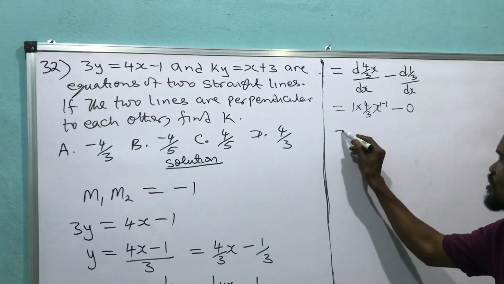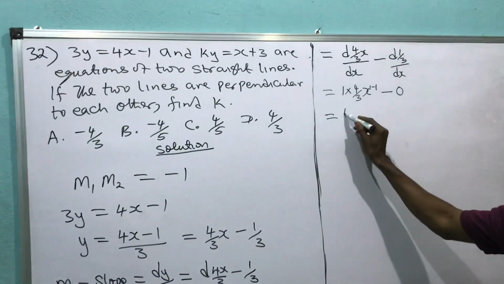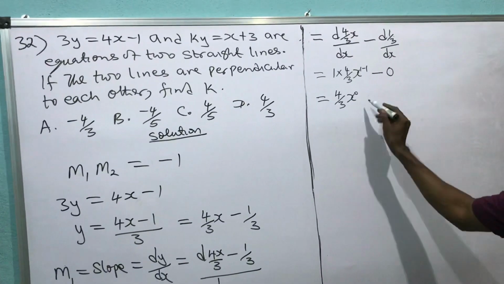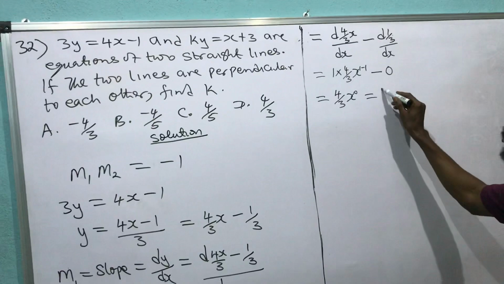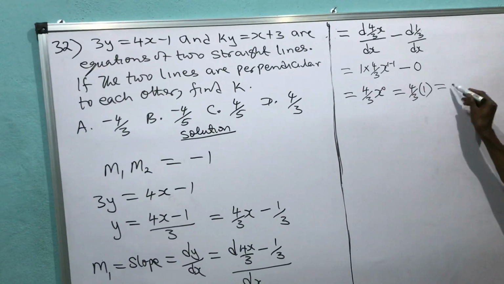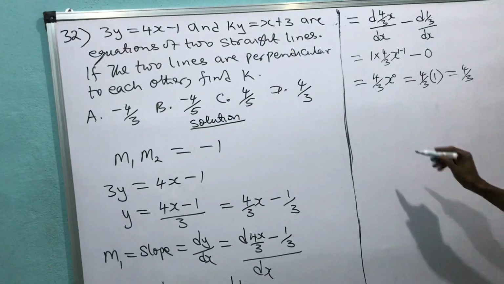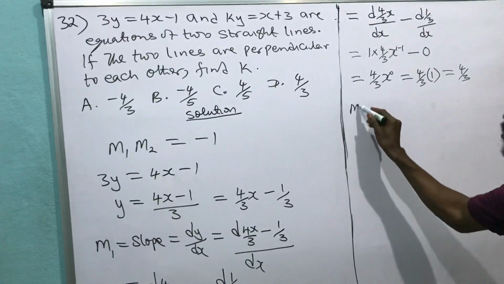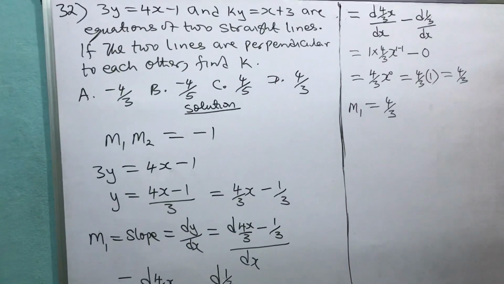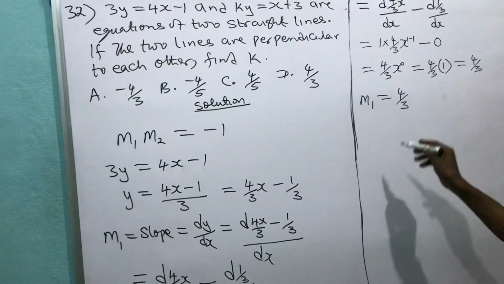Now I will have this to be 1 times 4 over 3 and x raised to power 0. Anything raised to power 0 is 1, so this gives me 4 over 3. That means my slope, which is M1, is equal to 4 over 3. That's my slope M1. Now I can go for the second equation.